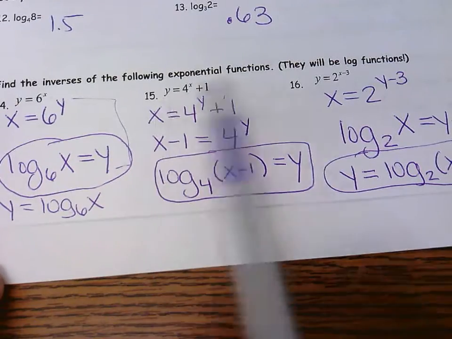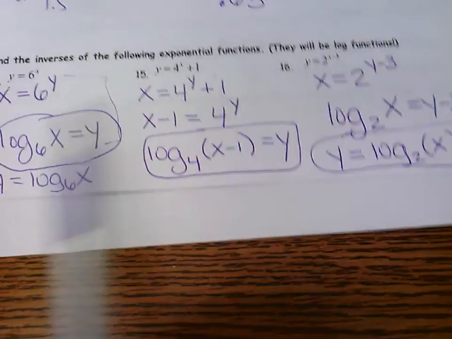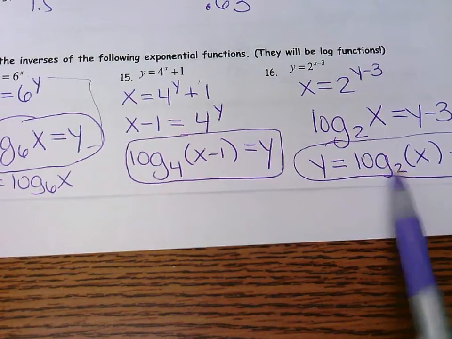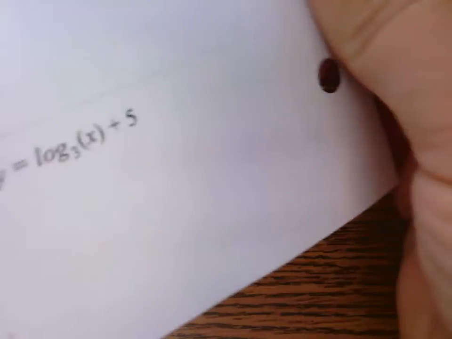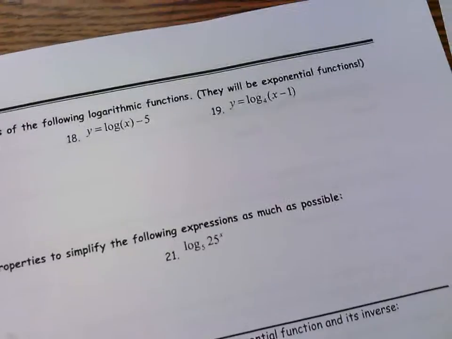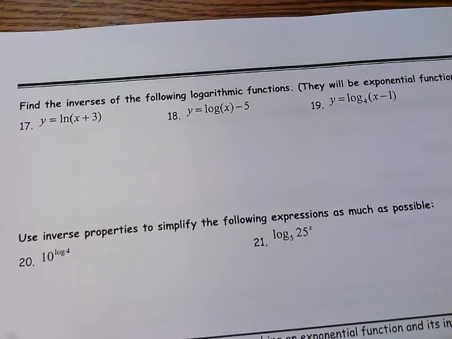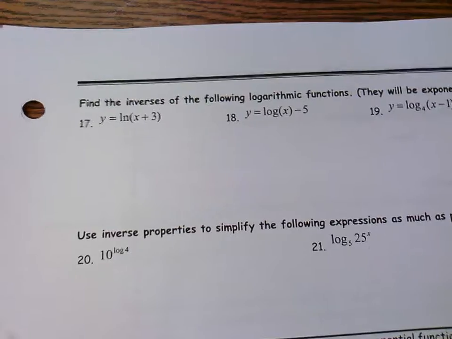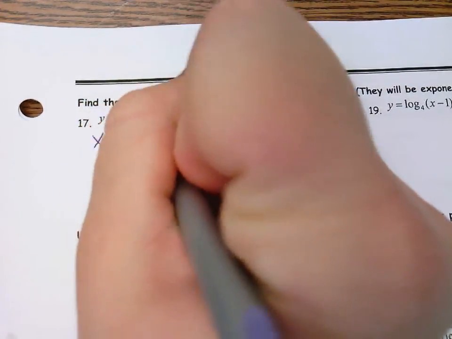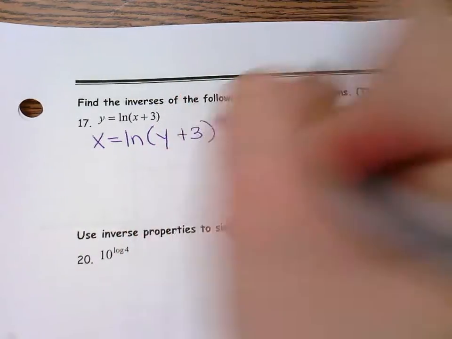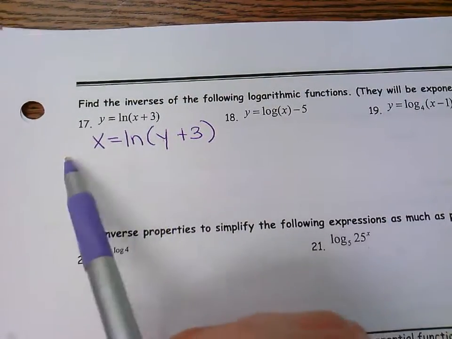So all of these started as exponents. They all ended as logs. The last 3 I want to look at today are logs. So 17, 18, and 19 all start as logs. They're all going to finish as exponents because they're inverses of each other. So your first step is to switch x and y. So x and y have just been switched.